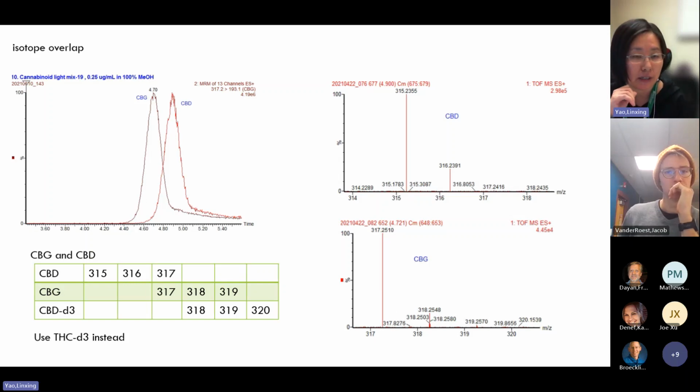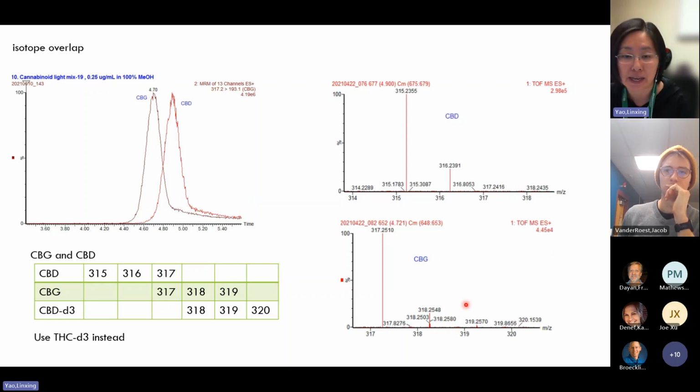In this panel, we have two compounds, CBG and CBD. We cannot separate them by LC chromatography. And these two compounds' masses are only 2 units different, 315 and 317. But if you look at their other isotopes, their M+1 naturally present isotopes are present at non-negligible abundance.